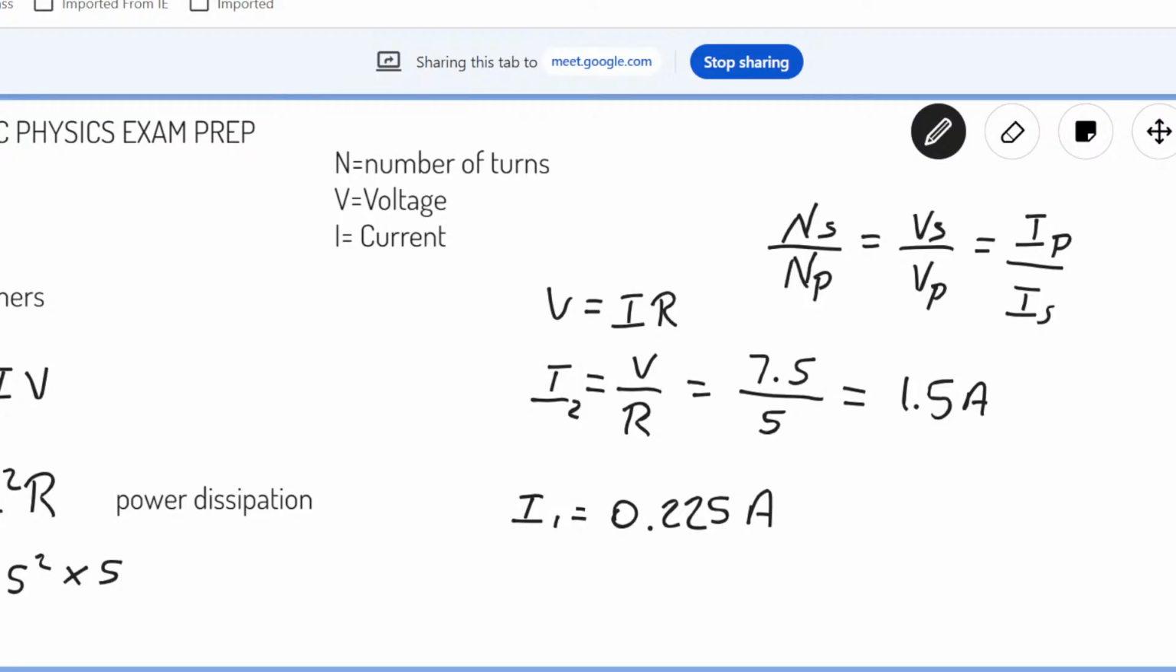All right, what's the maths on that? 11.25. All right, 11.25 watts. And that's it, 3 marks.